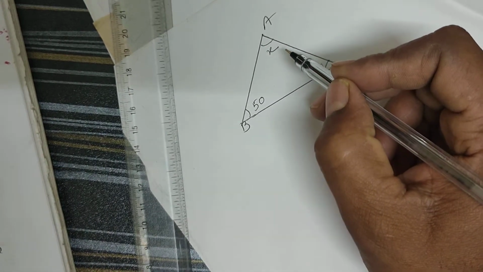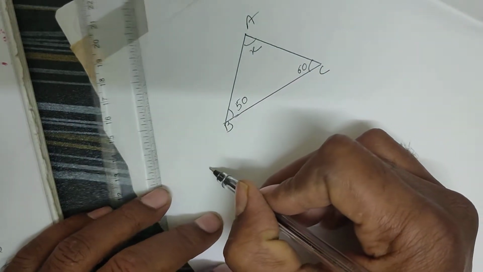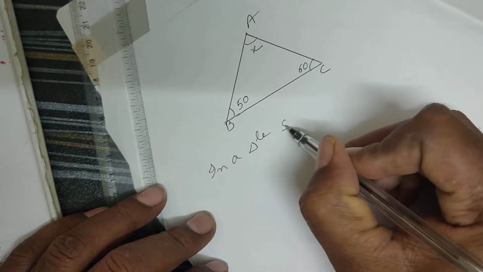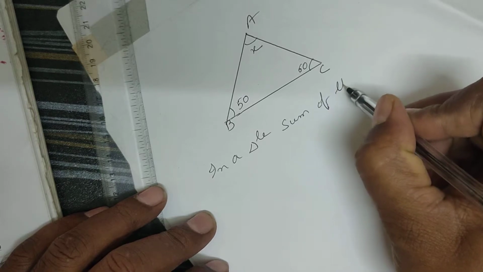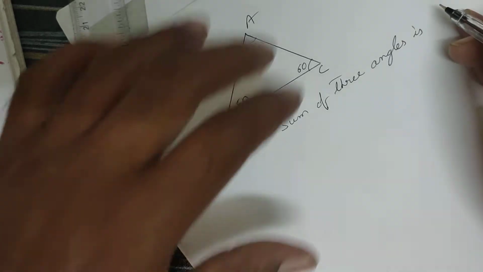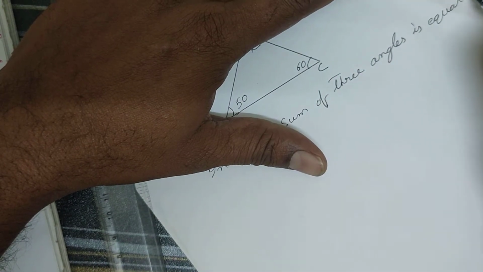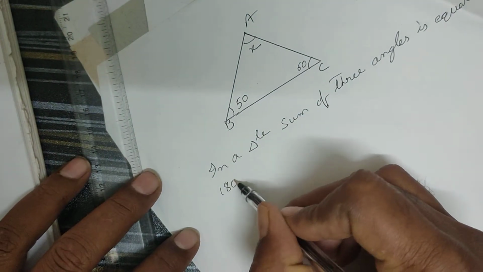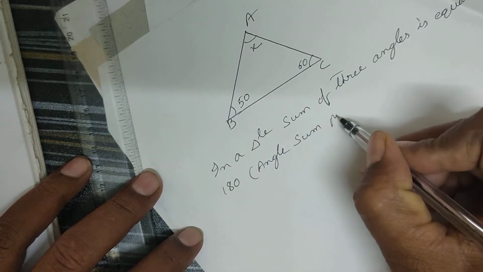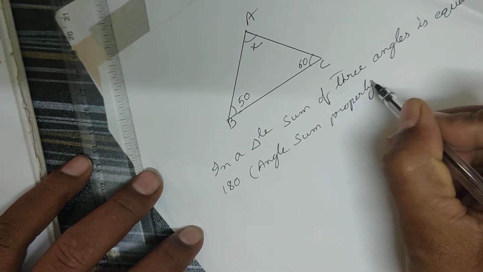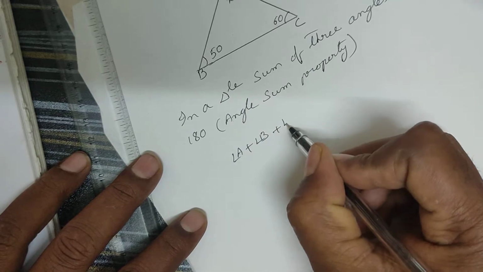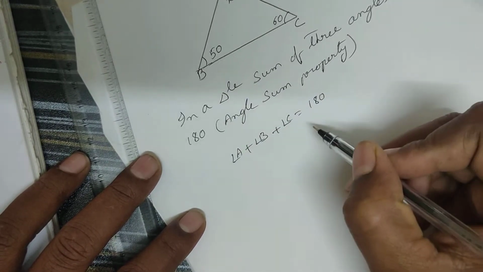Okay, now how to find this angle means you have to write the property of a triangle. In a triangle, sum of three angles is equal to 180 degrees. So this is called the angle sum property. Angle sum property. By using this, angle A plus angle B plus angle C is equal to 180. You can write it. Okay.